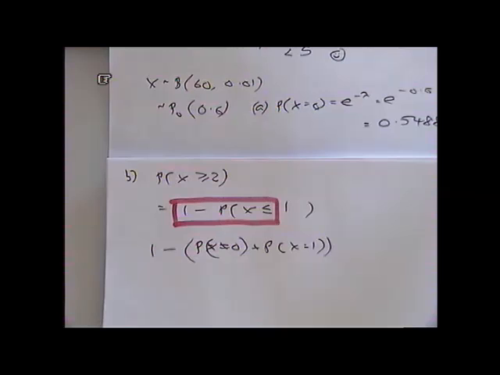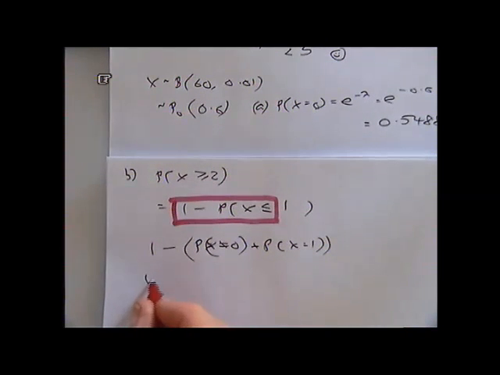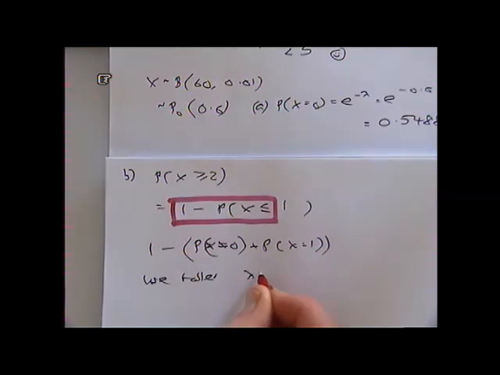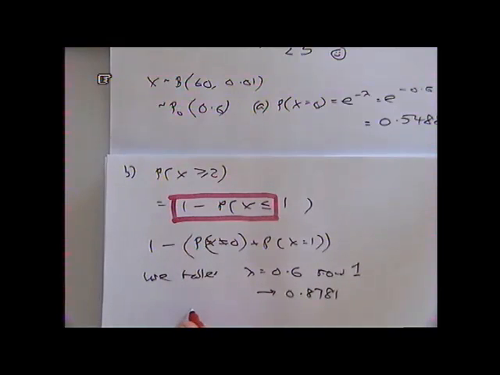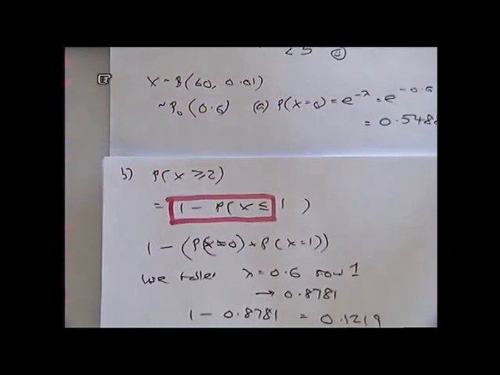Or did people decide not to do that? Front row here decided not to do that. They said that was too hard, let's use tables instead. If you use tables, you're looking for lambda equals 0.6 and you're looking for the row 1. What do you get from tables? 0.8781. That is the quickest way of doing it. So the answer you're looking for is 1 minus 0.8781, which gives you a final answer of 0.1219.